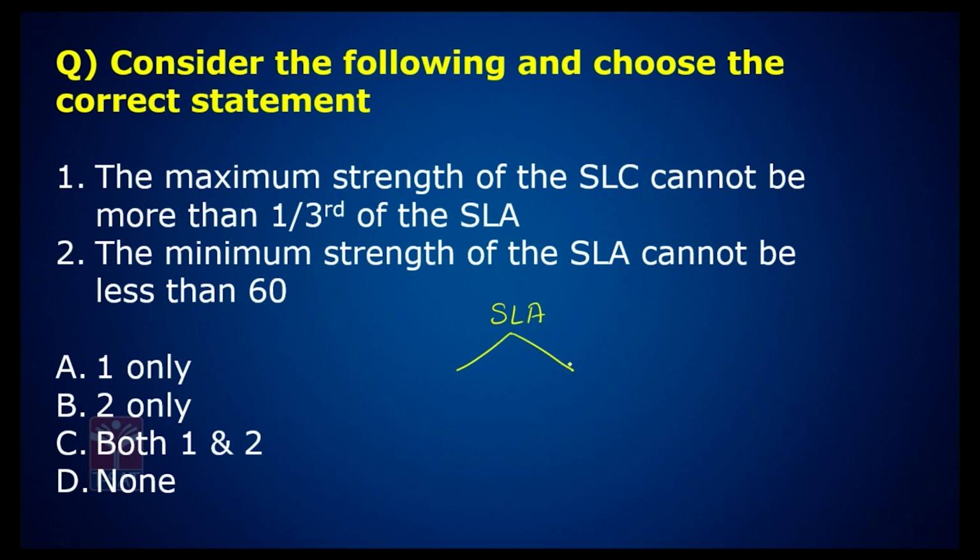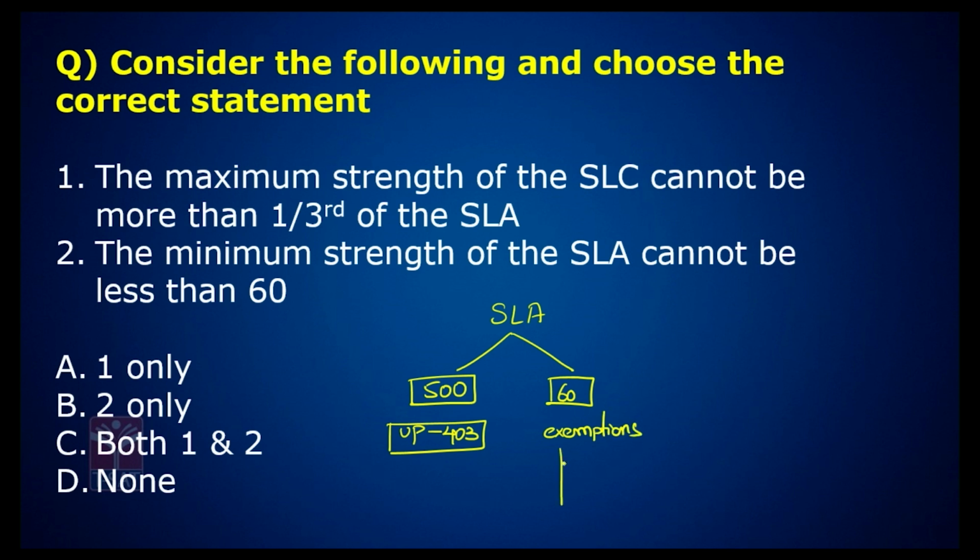Look at this. Now let us see the assembly first. The maximum strength of the assembly cannot be more than 500. It can be less than 500. Highest is UP, 403 MLAs. The minimum strength of the assembly cannot be less than 60, but there are a few exemptions.